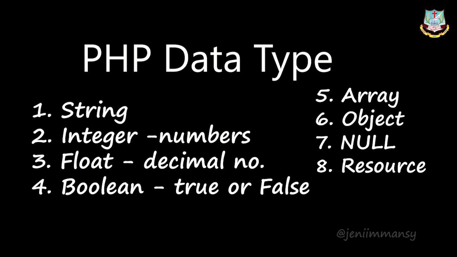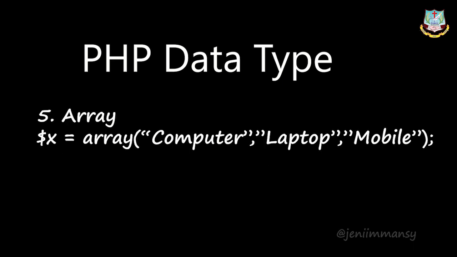Array is a data type which has multiple values in a single variable. Only one single variable will be there, and inside that itself we can have many values. Simply, we can say we have a hand, and inside the hand we have 1, 2, 3, 4, 5 fingers, right? Likewise, an array is a data type which has multiple values in a single variable.